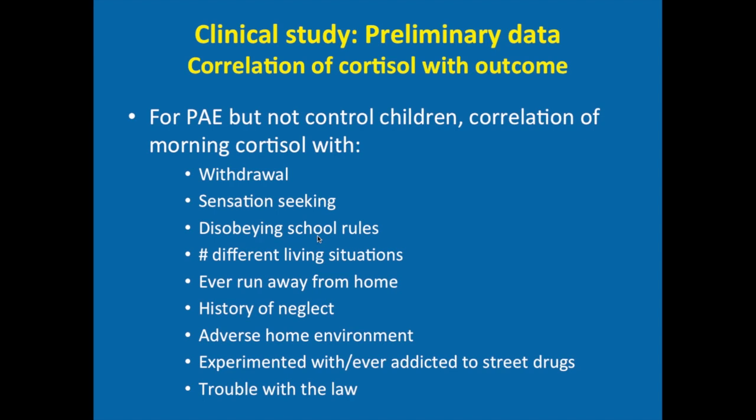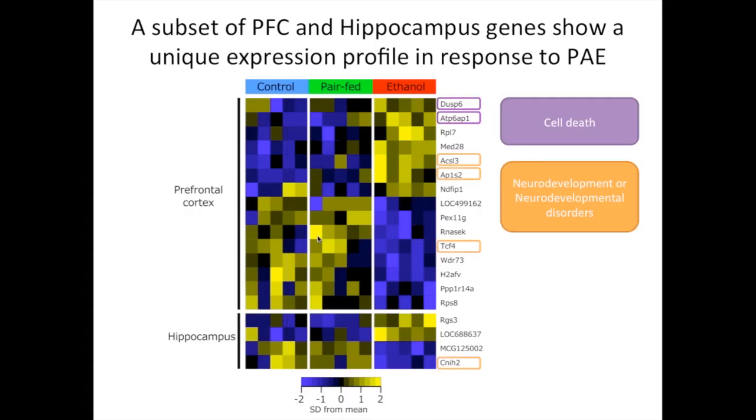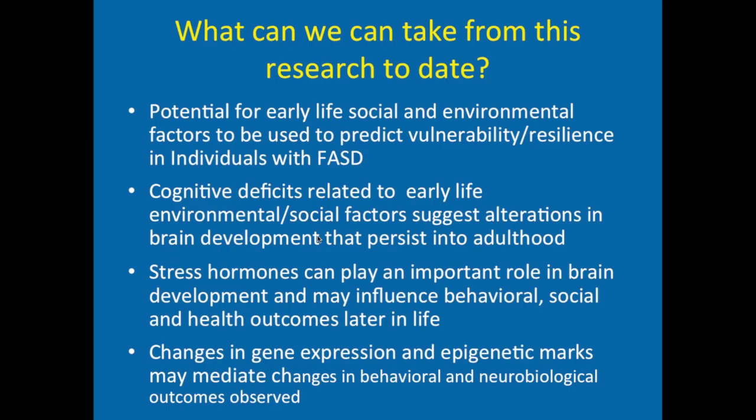So I'm going to skip the epigenetic findings quickly and just go to the end because I think my time is up. So what can we take from this research to date? We see from the animal models, and now very powerfully in our preliminary analysis of the human data, that there is the potential for early life social and environmental factors to possibly be used as markers to predict vulnerability or resilience in individuals with FASD.